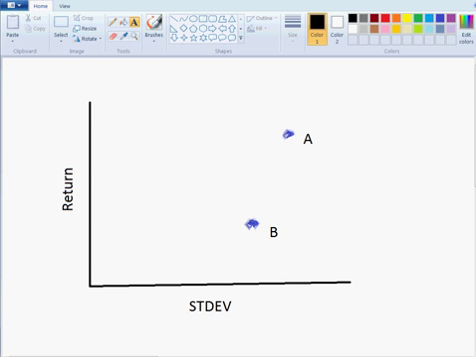But the reality is we don't have to choose between them 100%. For example, we could mix A and B 50%. So if B has a return of, say, 4%, and A has a return of, say, 8%, if I mix them 50-50, what do you think I'm going to get for my return? Well, it's just like you'd expect. Halfway between them is 6, and so you'd get a blue dot at 6%.